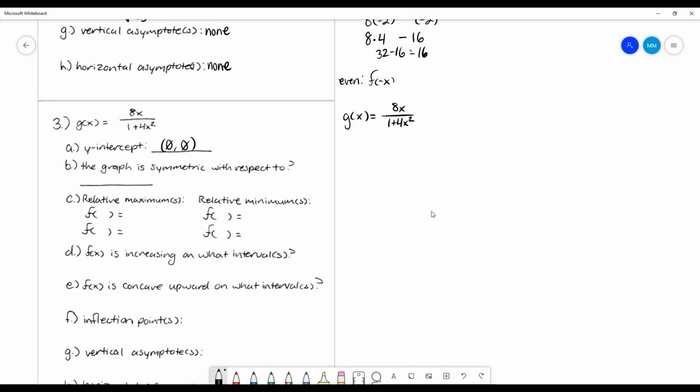So we first test for even. I suppose it doesn't really matter which order we do it in, but if I plug in a negative x, it's going to be negative 8x, and nothing changes in the bottom, so that's not the same as our original function, so it's not even. Let's check if it is odd now, which means that this must equal this. So if I plug in, again, that negative x, over this. Well, this is odd, right? Because if I just apply a negative to this whole thing, it's really only going to matter onto that numerator. So this is odd. It is an odd function, which means that it is symmetric with respect to the origin.